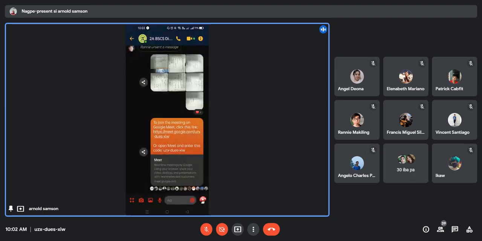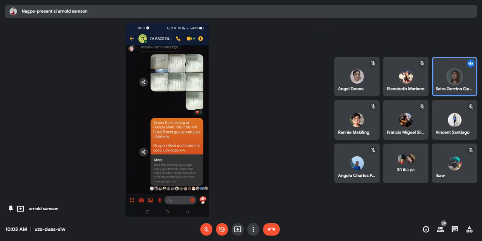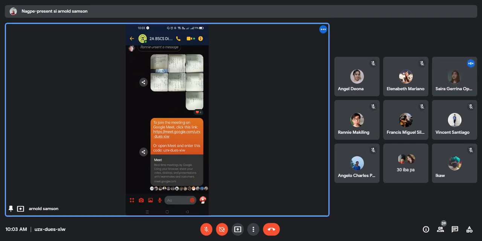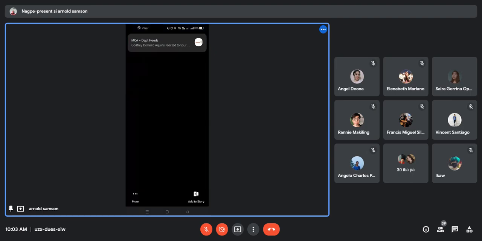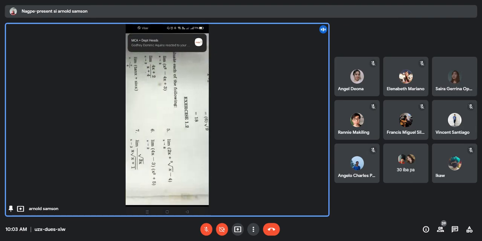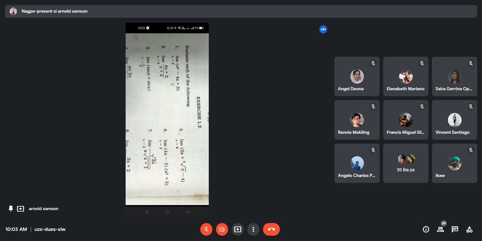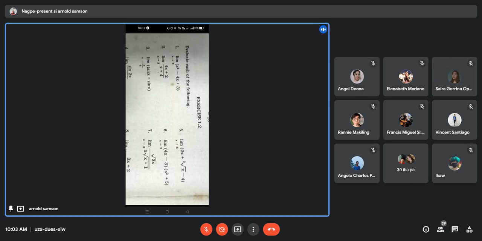Yung unang makakapagpasa ng sagot, meron siyang additional na 1 point. Sir, patingin nga po ulit ng problem. Square root of 3x over x multiply the square root of x plus 1 when x approaches to 3. Okay na?